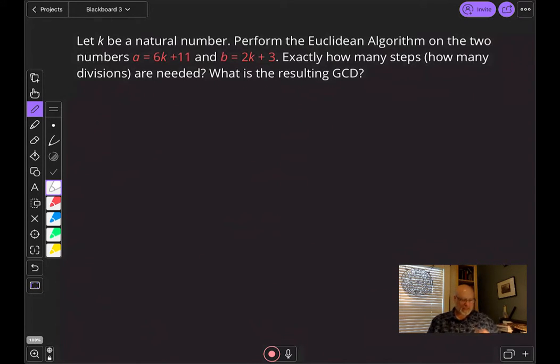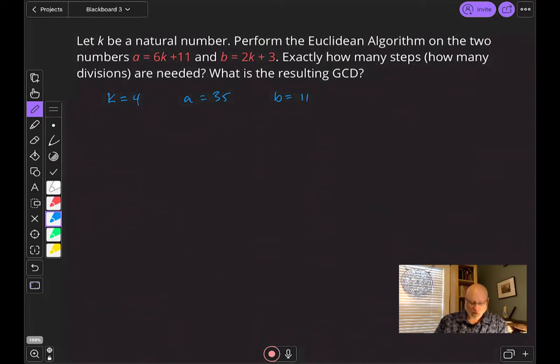There might be a temptation, and this is okay, and I've mentioned this to a few of you, to just plug some numbers in for k and do it that way. So we could do that, and just for the sake of argument, let's say that k equals 4. In that case, 6 times 4 plus 11 means a is 35, and 2 times 4 plus 3 means that b is 11. So we could go ahead and perform the Euclidean algorithm on this.